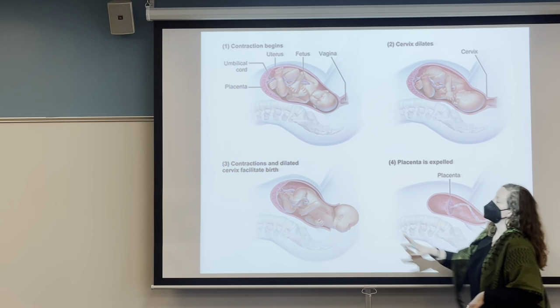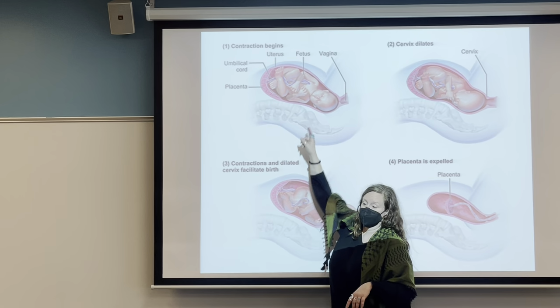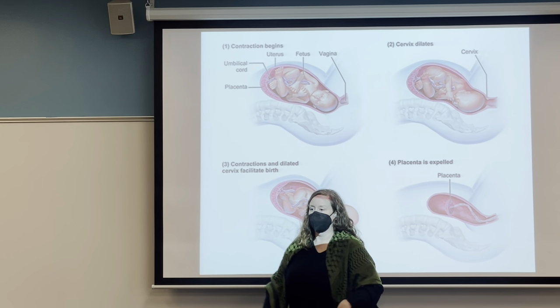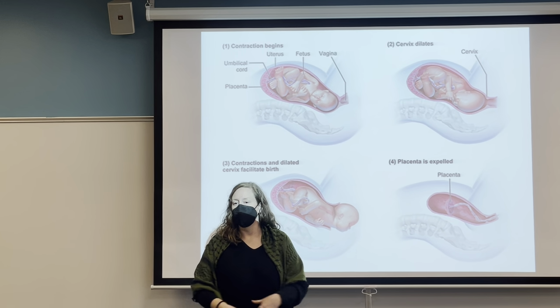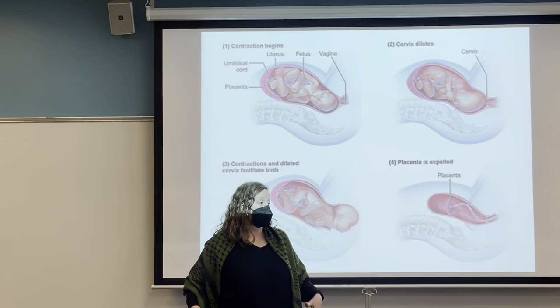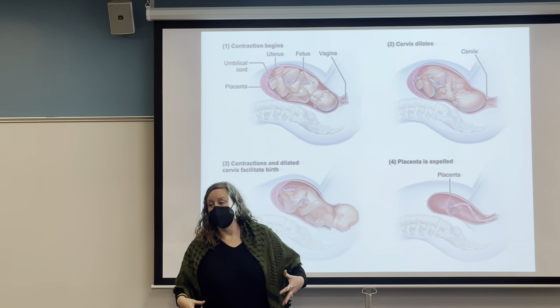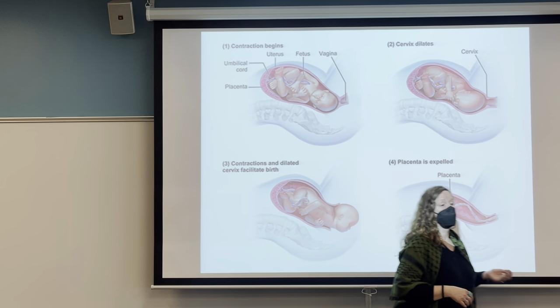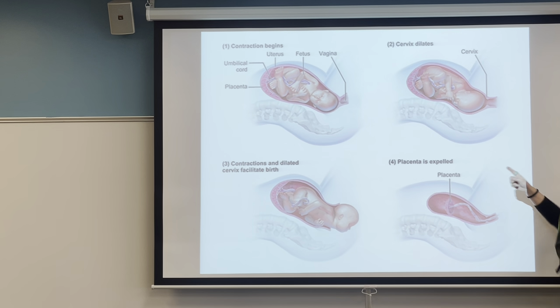The other thing to remember is that as the fetus grows, all of the organs in the lower body, mainly the digestive and urinary, get smushed. So that's why a woman later in her pregnancy has to pee a lot, because the bladder is getting smushed by the fetus.